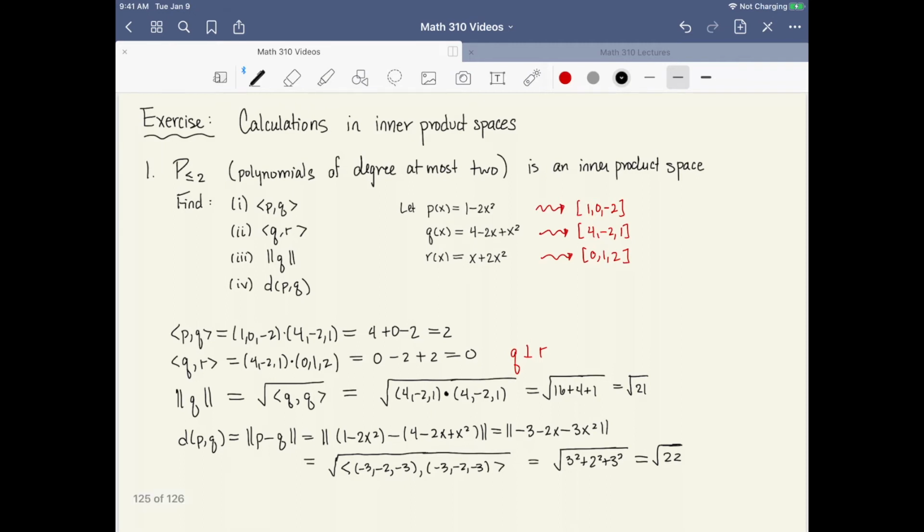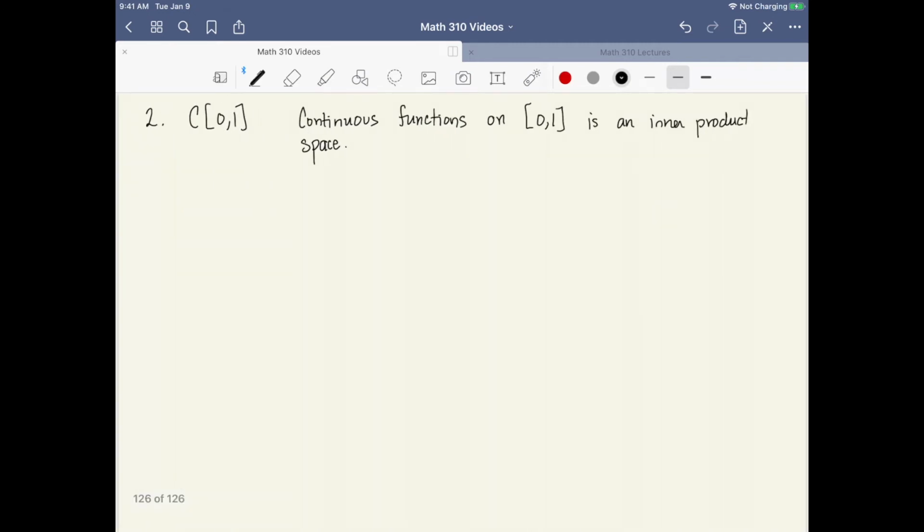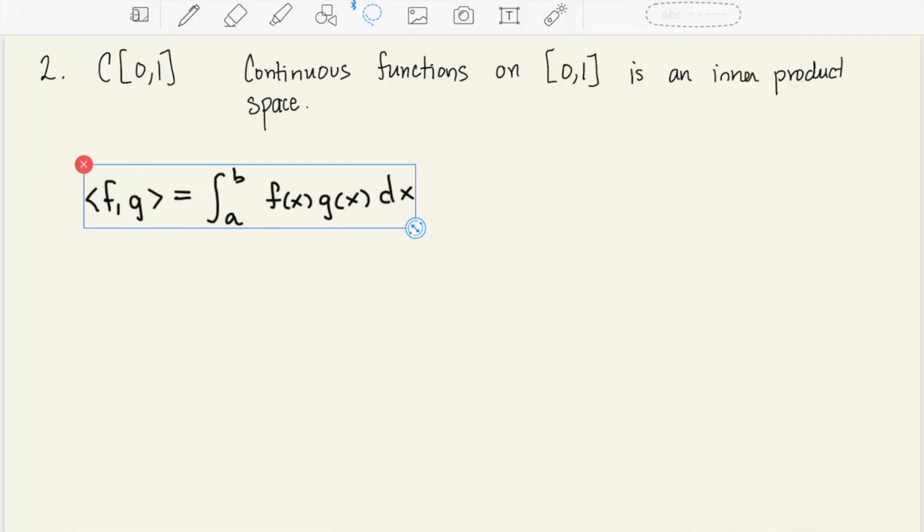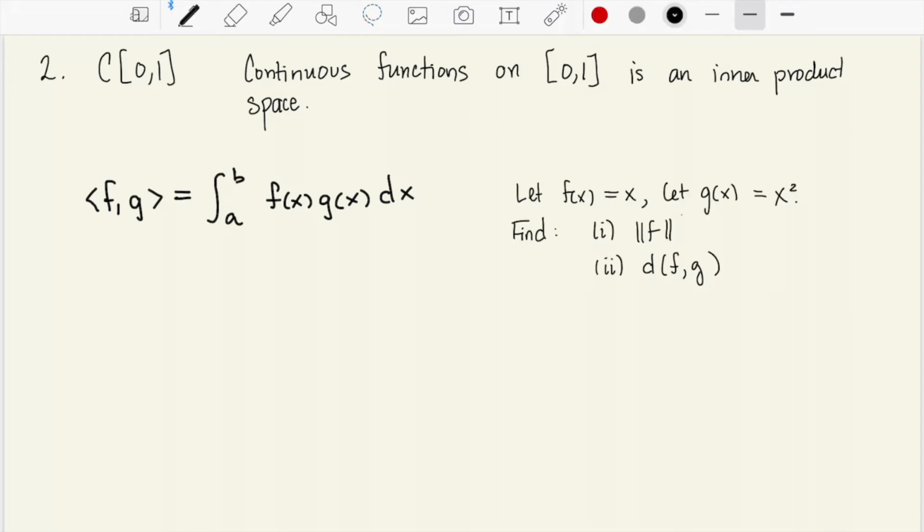Next, I'm going to look at a different example, the continuous functions on the interval 0 to 1. But I'm going to use a very different type of inner product for this inner product space. The inner product of f and g is the integral from a to b of the product of the functions f and g. This is a definite integral, so out of this calculation will come a number, and that is the evaluation of this inner product. For the specific calculation, let's take f to be x, let's make g equal x squared, and calculate the length of f and the distance between f and g.